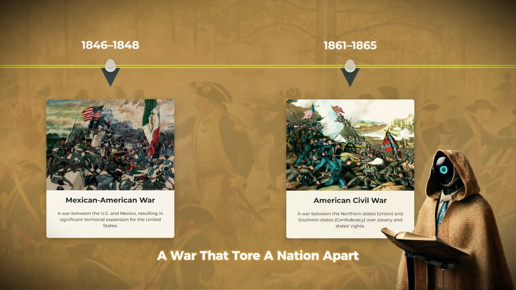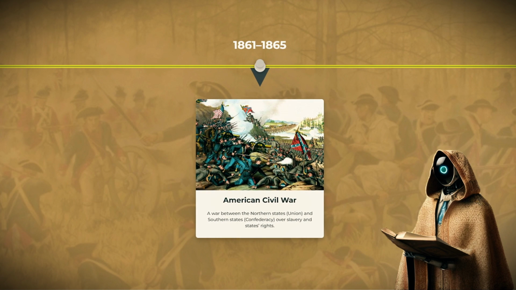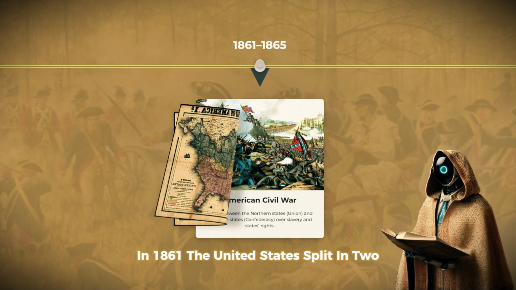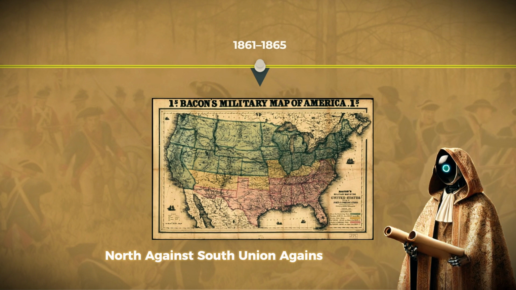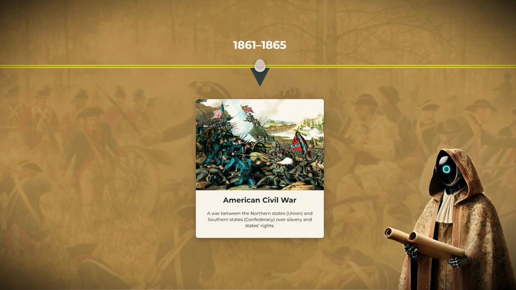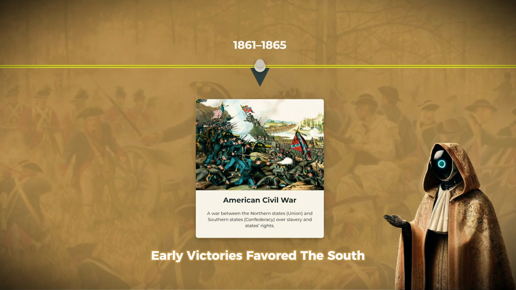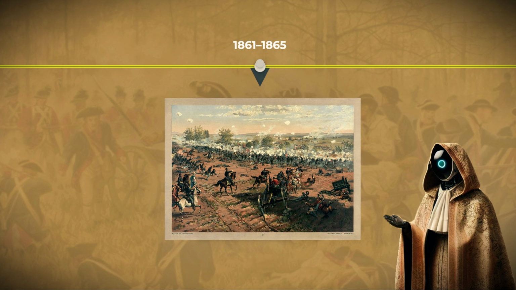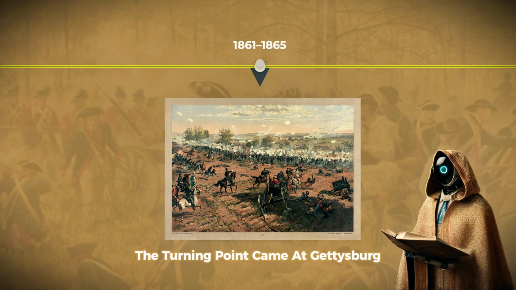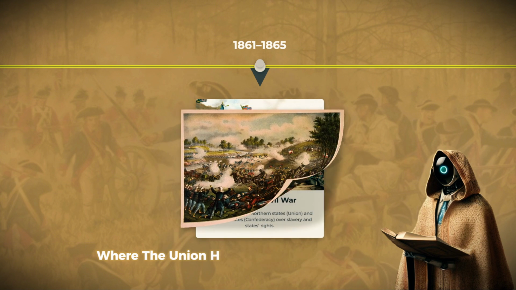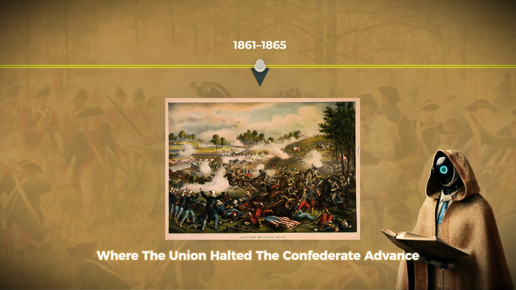A war that tore a nation apart. In 1861, the United States split in two, North against South, Union against Confederacy. At stake, the fate of slavery and the very survival of the Union. Early victories favored the South, but with the Emancipation Proclamation, the war became a fight for freedom. The turning point came at Gettysburg, where the Union halted the Confederate advance.